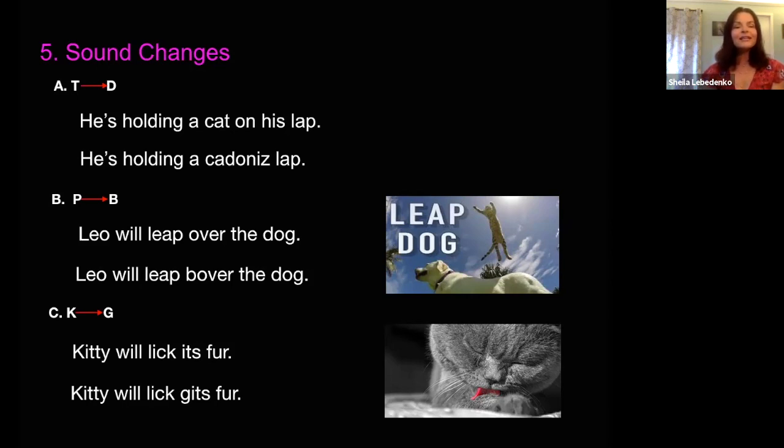Okay, let's try the next one. He's holding a cat on his lap. The next. Leo will leap over the dog. That was good. Yeah, next one.